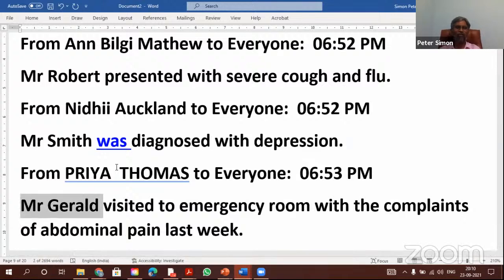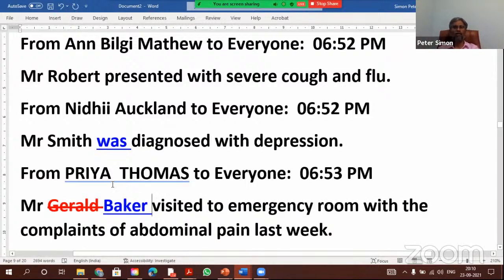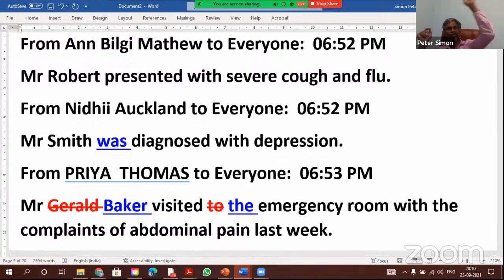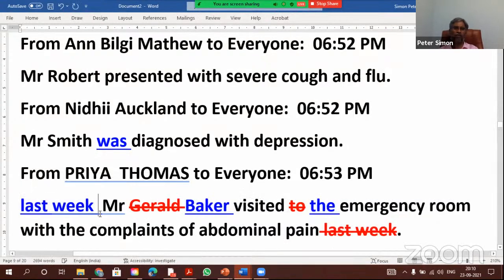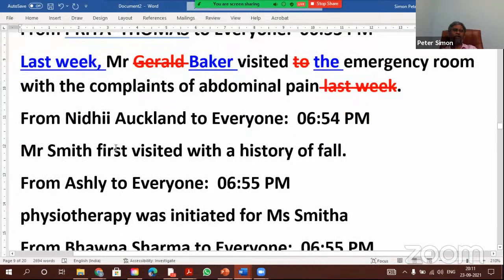Mr. Gerald visited. Mr. Gerald is wrong. Mr. Baker, you say. Second name is important. So, Baker. Mr. Baker visited the emergency room with the complaints of abdominal pain last week. So this last week will go forward. Last week, Mr. Gerard Baker visited the emergency room with the complaints of abdominal pain. Very good.